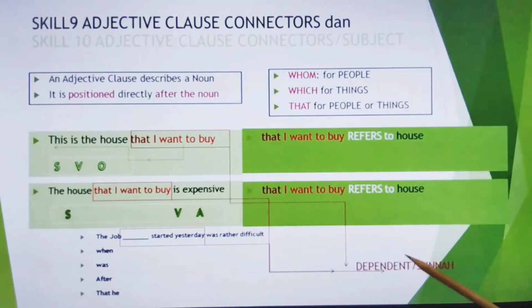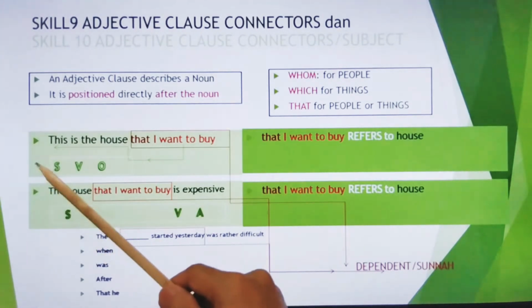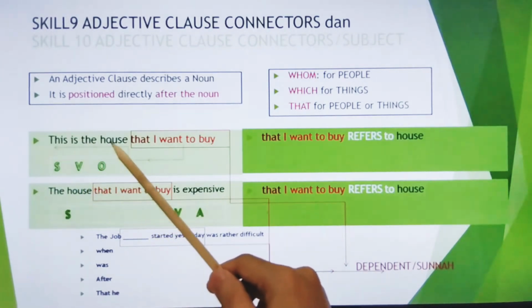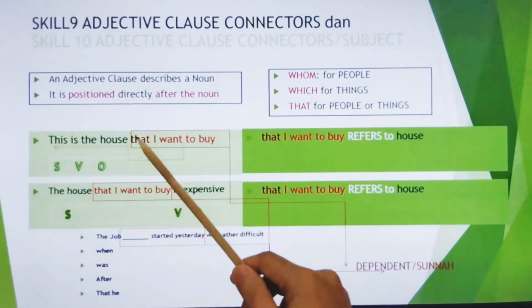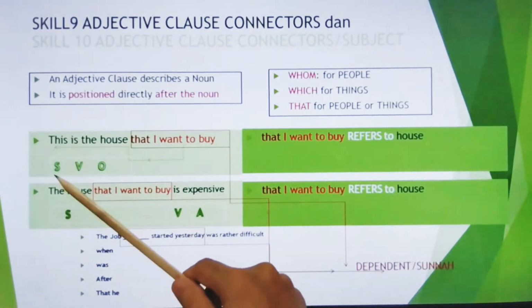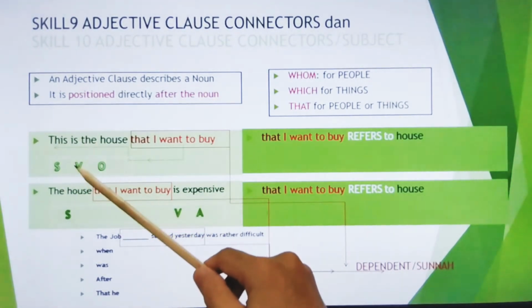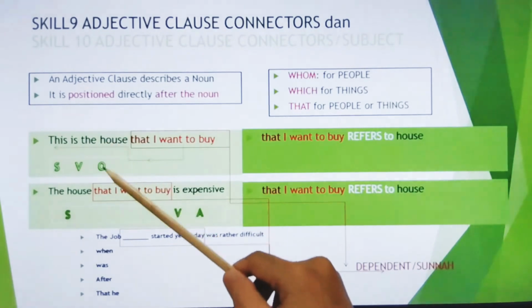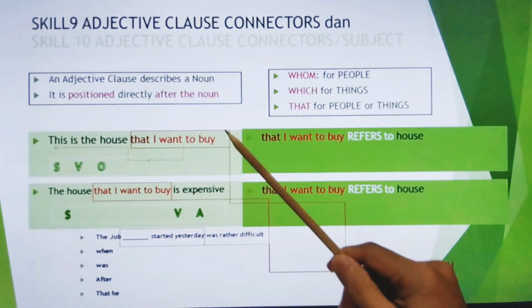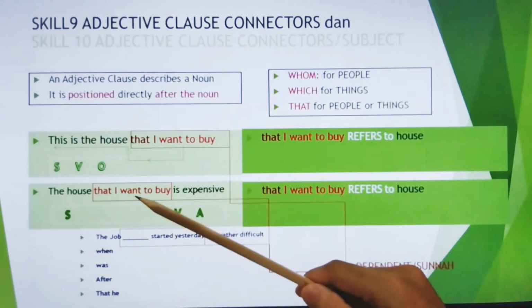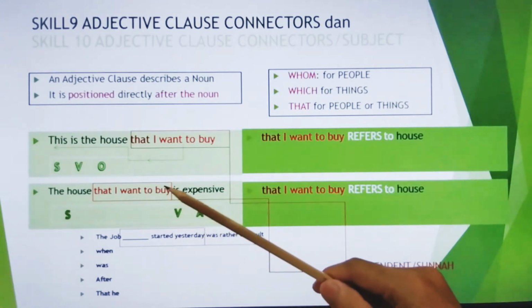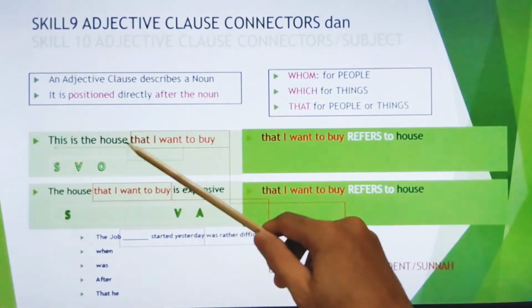So it is just optional. Boleh ada, boleh tidak. Okay, what about this one? This is the house. If we omit this, the sentence is still correct: subject, verb, and also object. But why do we have to use this? Because we would like to give more explanation about the object, about the noun itself.